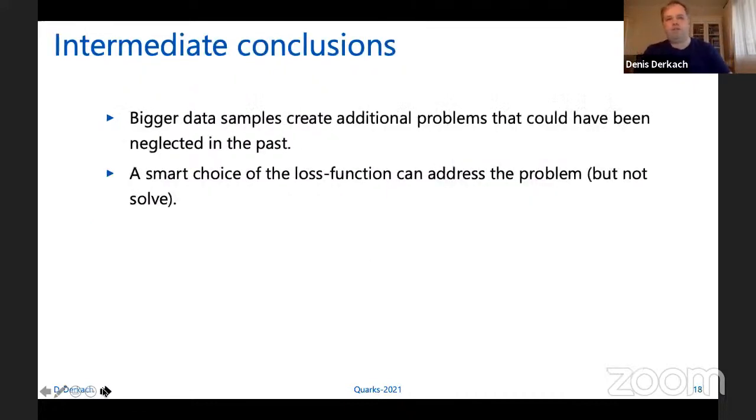What I wanted to say here is that bigger data samples create additional problems that could have been neglected in the past. A smart choice of loss function can address this problem, but not solve it. This is very important to understand.